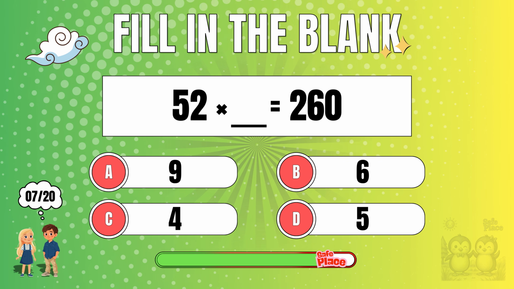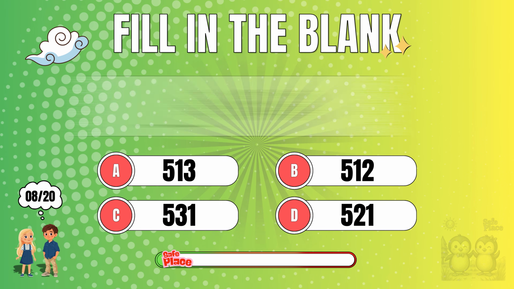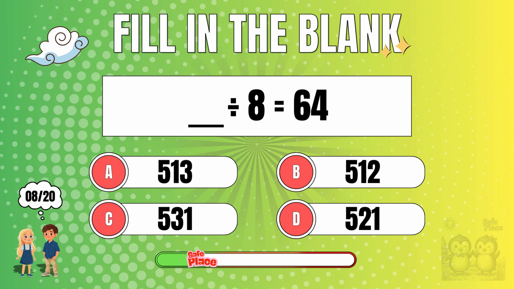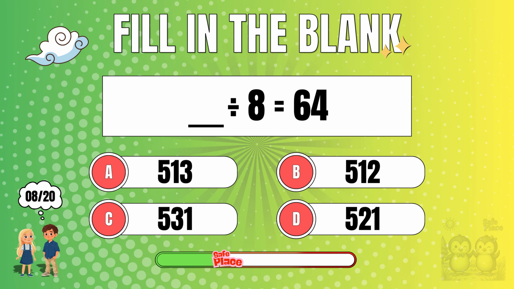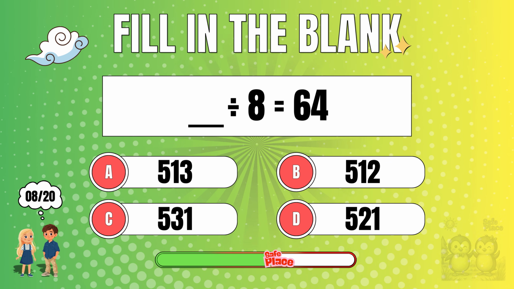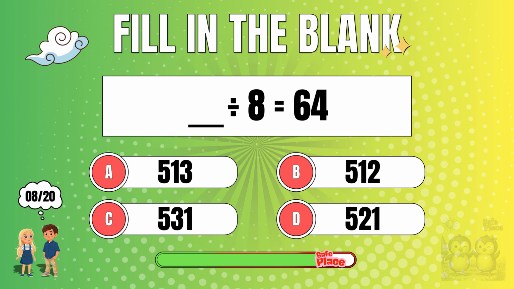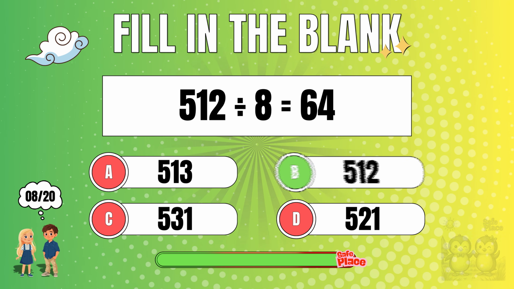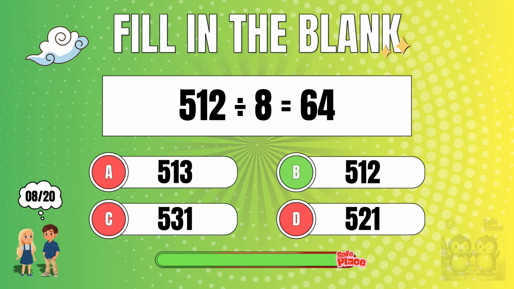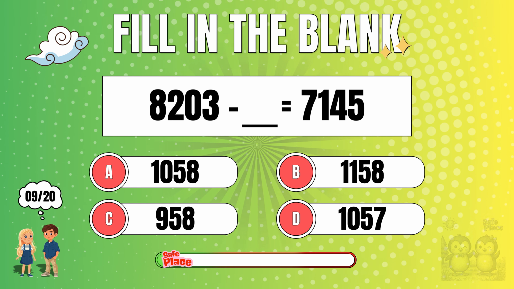Three, two, 1. That's right. The missing number is 5. Blank divided by 8 equals 64. Three, two, 1. The missing number is 512. 512 divided by 8 equals 64. 8,203 minus blank equals 7,145.